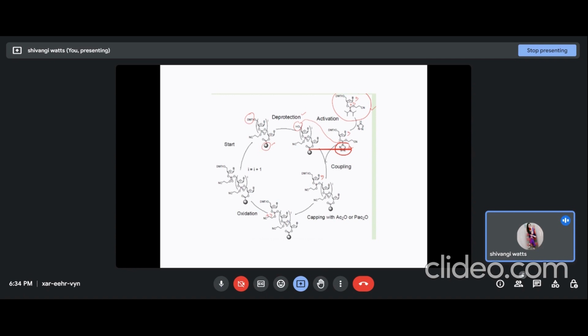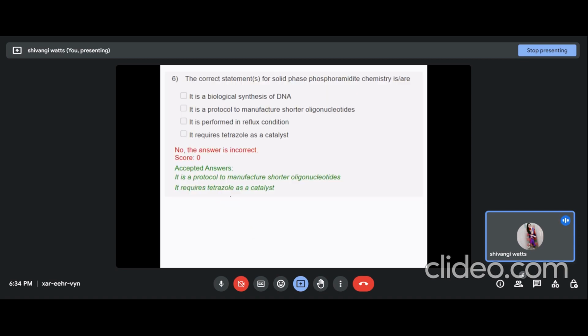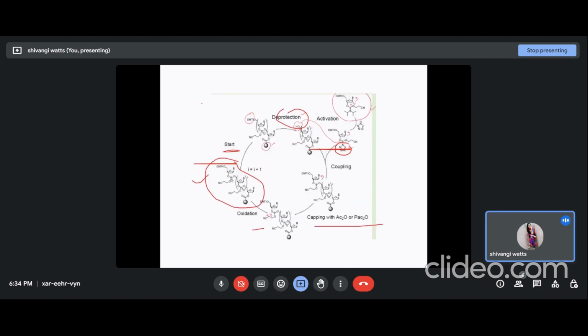And the other thing is it leads to the formation of dinucleotide. If you see this cycle, first is start, then deprotection, then activation and coupling in the presence of tetrazole as a catalyst, capping and then oxidation. And it leads to the formation of oligonucleotides. So the option that it requires tetrazole as a catalyst and is a protocol to manufacture shorter oligonucleotides is the right option. You can see this catalytic cycle also.